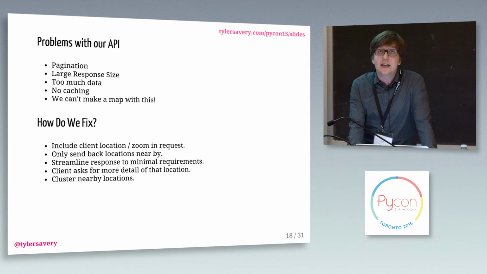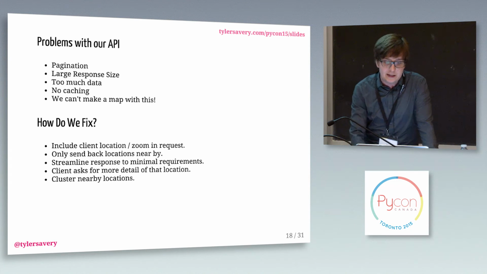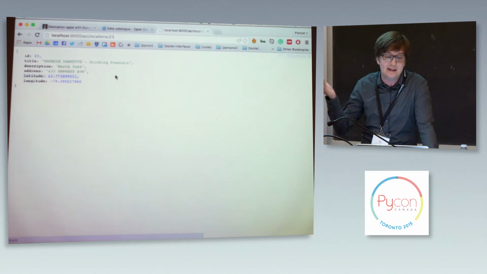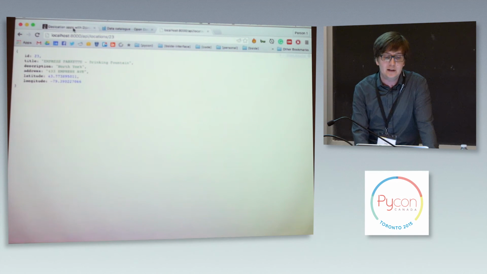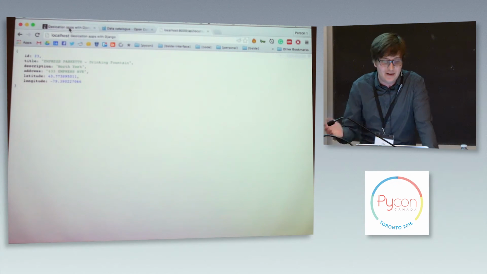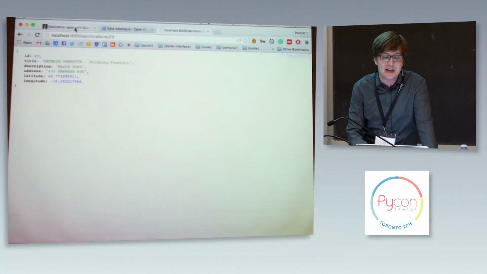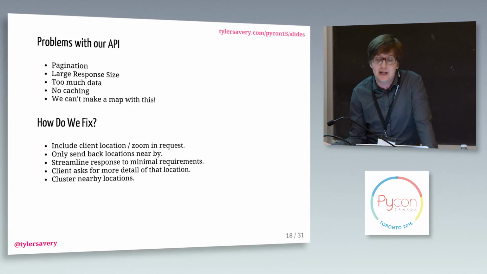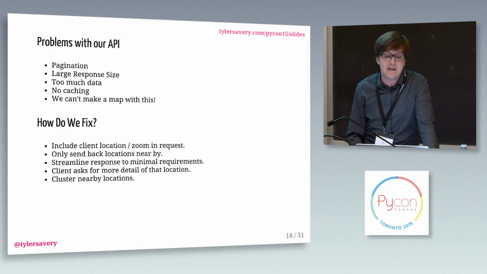There's also a lot of data in there. In the current response, which I think I still have open here, we're getting the address and the title. In theory, we could have pictures, or the person that owns that water fountain. I don't know, there's a ton of different things we could have. So there's a lot of data coming down. Right now there's no caching happening, so it's querying the database on every single call. And like I said, it's hard to make a map with this.